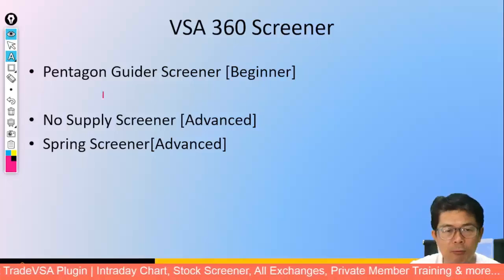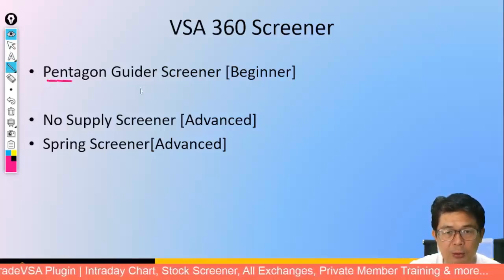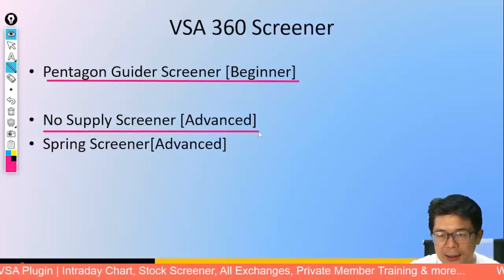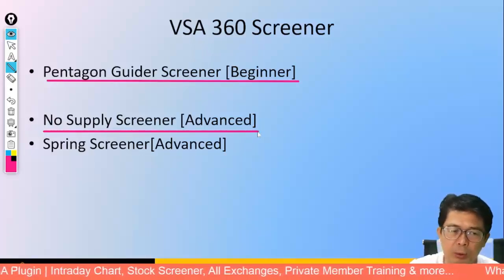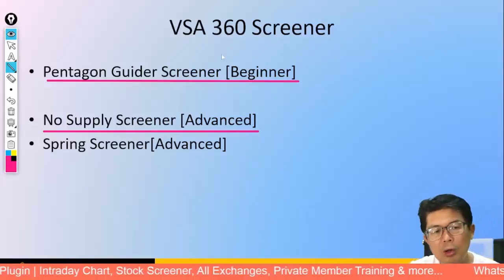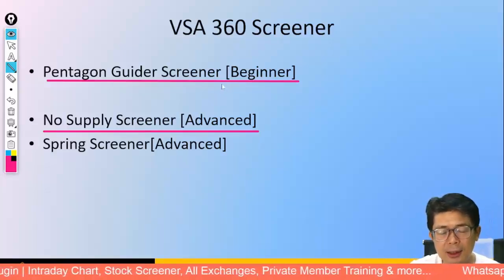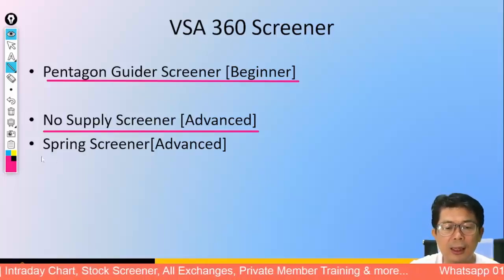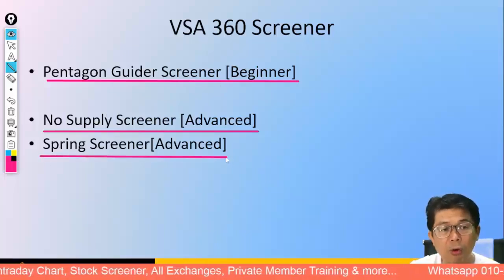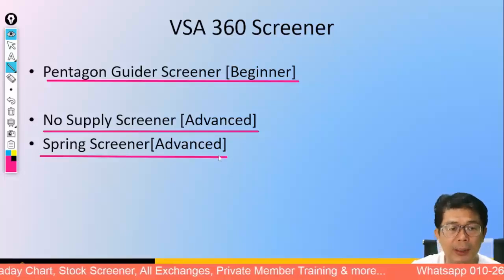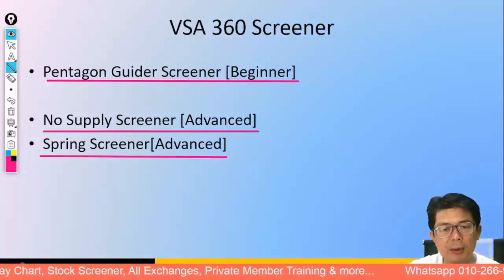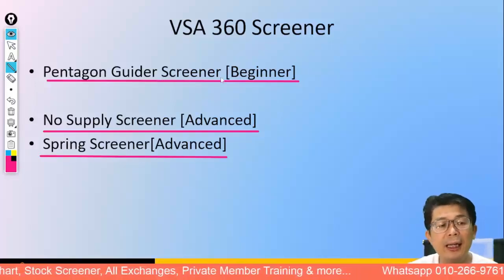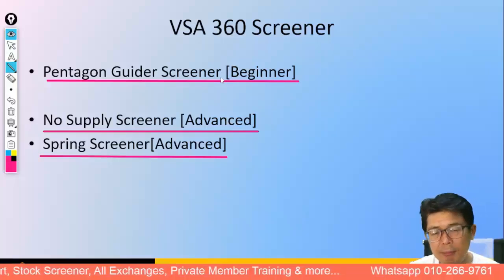The beginner one, which we will talk about first, is the Pentagon guided screener. Then we have the advanced one for the advanced user that wants to play around with it, and I'm also going to talk about the market stages, where is the best condition, and also the spring screener, which is also for advanced users. So if you are a beginner, we always want our members to start at the beginner's guided screener, which you already hear time and time again.